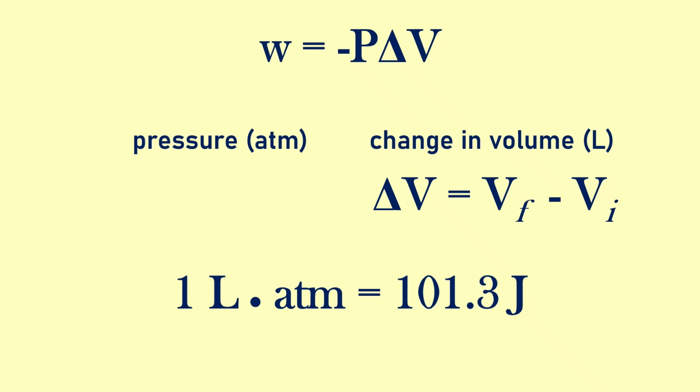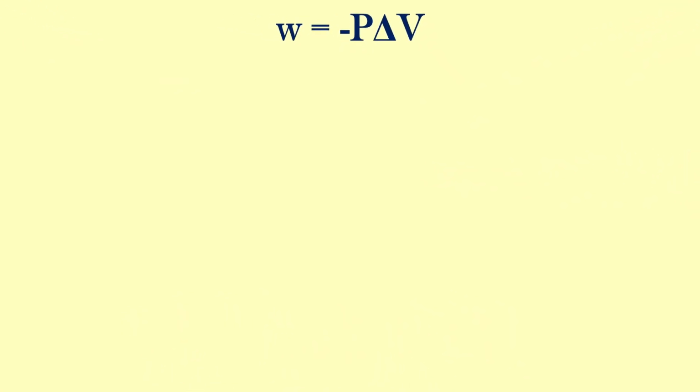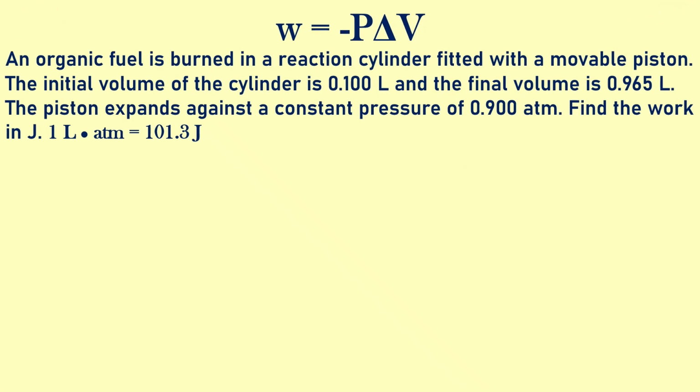Let's practice using this gas phase work equation. An organic fuel is burned in a reaction cylinder fitted with a movable piston. The initial volume of the cylinder is 0.100 liters, and the final volume is 0.965 liters. The piston expands against a constant pressure of 0.900 atmospheres. Find the work in joules. Let's bring our diagram back.